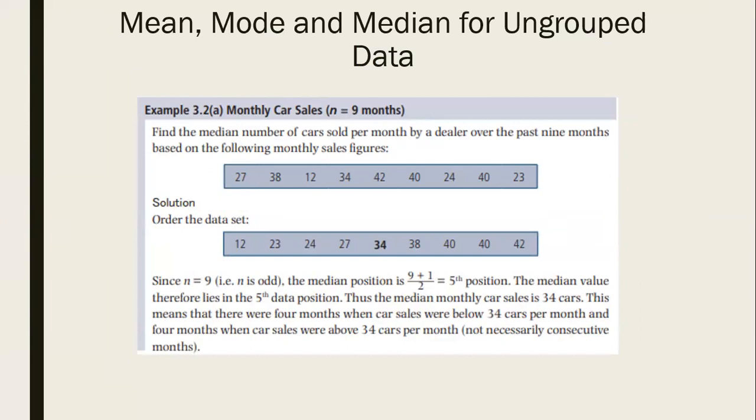Once you have the median, what does it mean? How do you interpret it? So you say, thus the median monthly car sale is 34. We can see that it's 34 there.